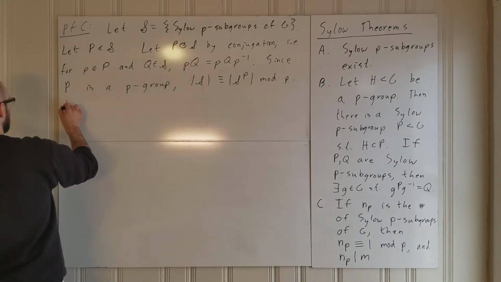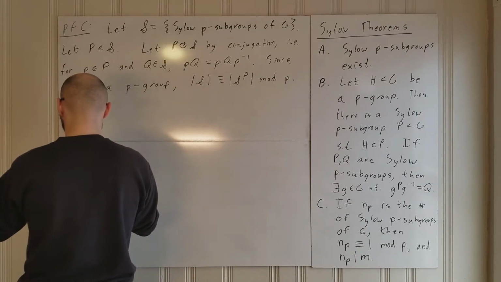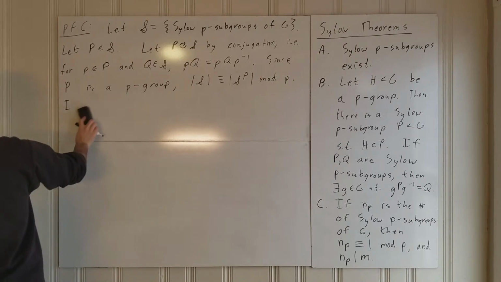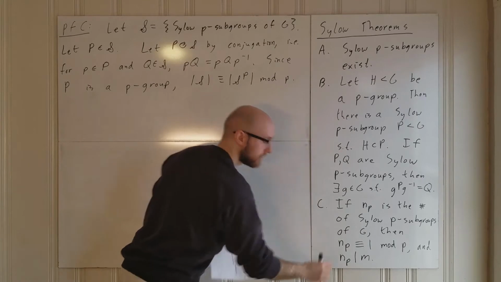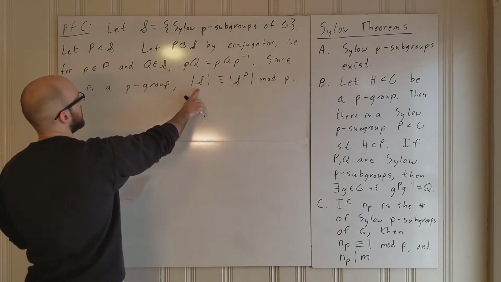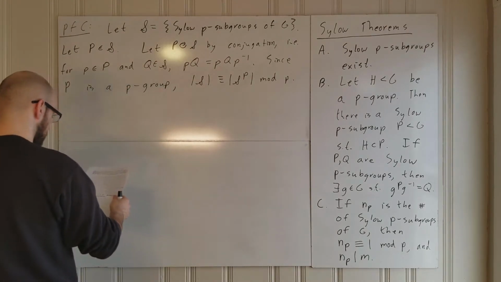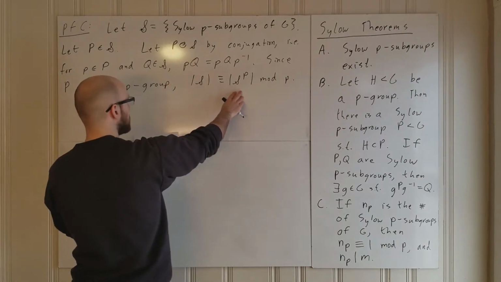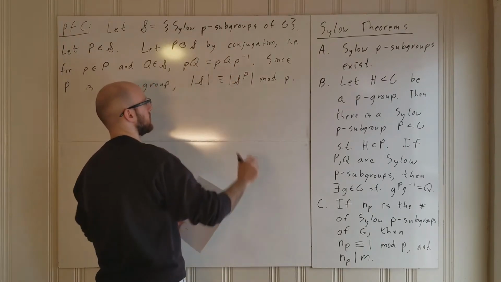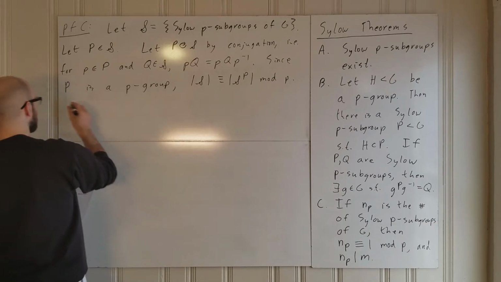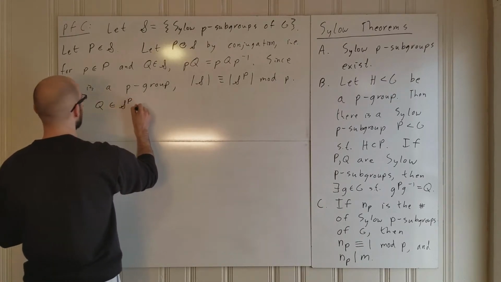So let's see here. Now what we want to do is use this statement to get this statement. Clearly the size of script S is n_p by definition. So what we want to prove is that S to the P, this norm, is 1. We want to prove that there's only one thing in here. Okay, so let Q be in S to the P.